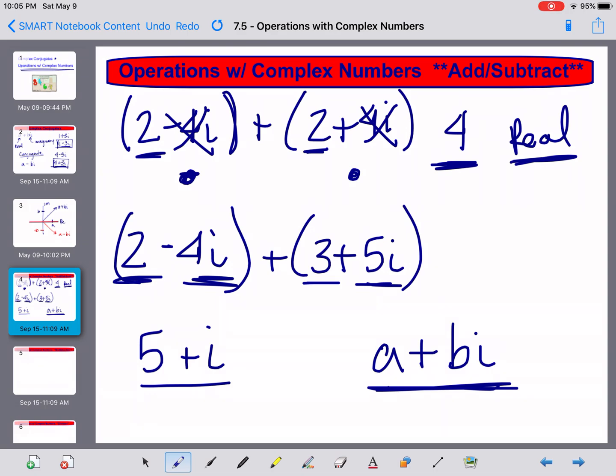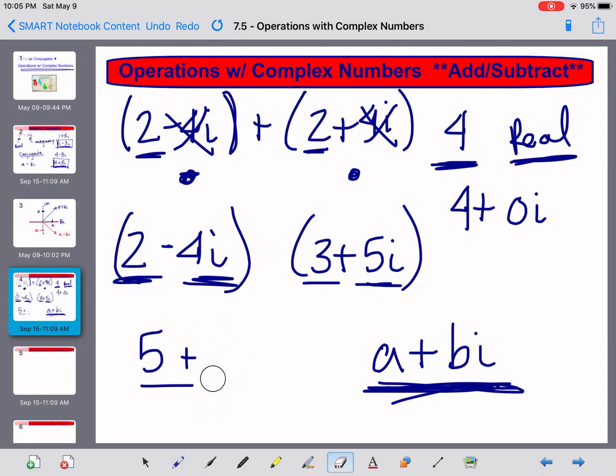Now the conjugate does, I just don't have an imaginary piece. So I guess we could also write that as 4 plus 0i. 0 times that would just give me 0. So it still gives me this end form, but I wouldn't need to do that for the conjugate. Now, if I subtract, so let's just switch this so it's a subtraction.